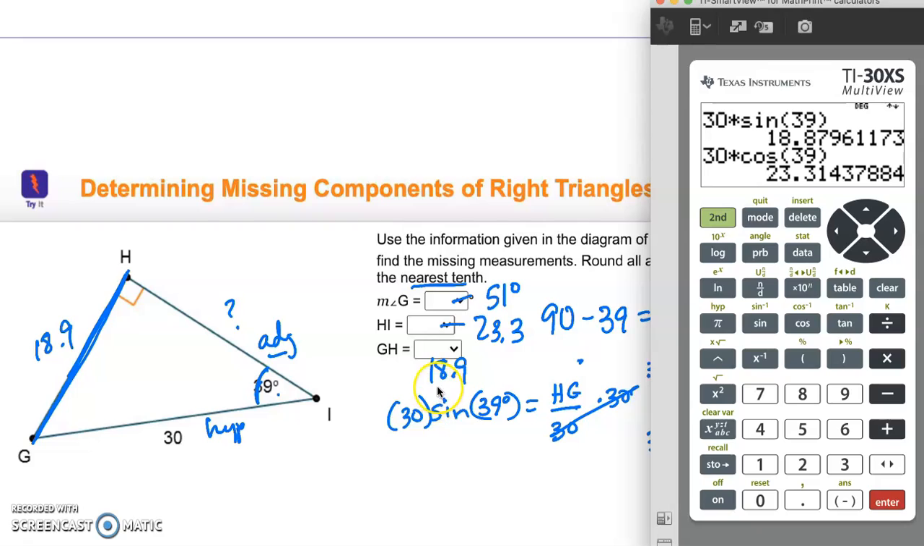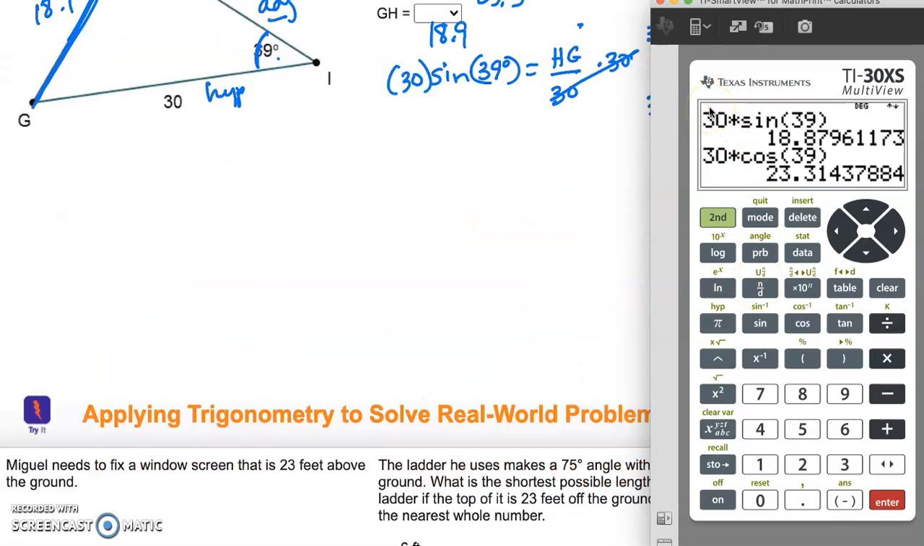So that's how we're going to use our cosine and sine. You're going to need your calculator. You can use an online calculator at Desmos, or if you have your scientific calculator, that's how you'll use it.